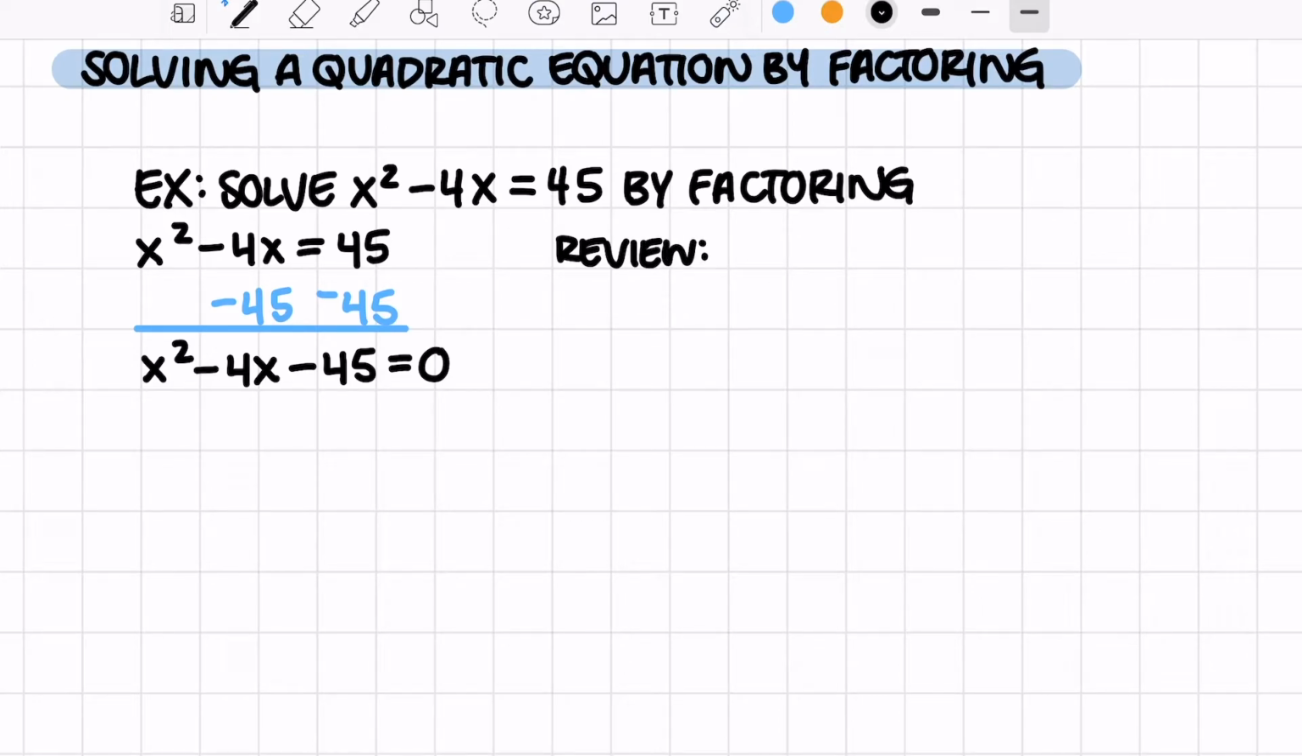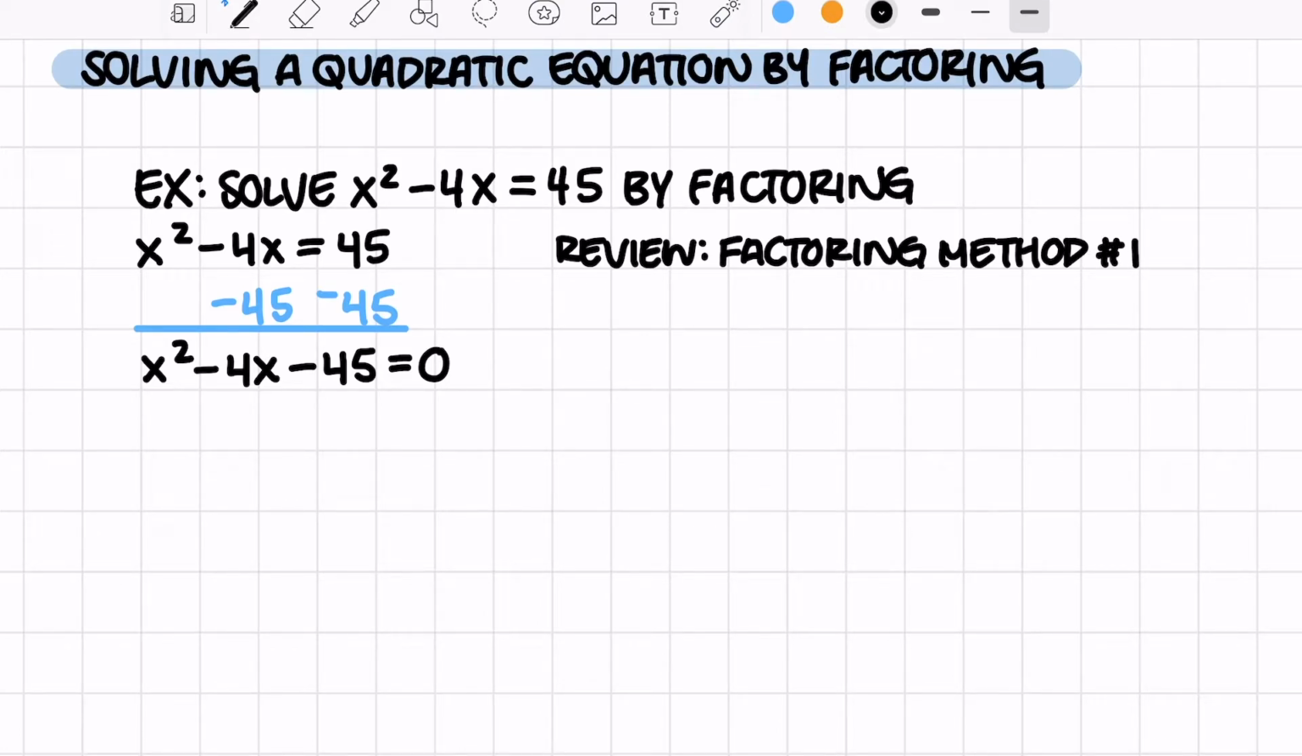I'll go over one method of factoring, and then in tomorrow's lesson, I will go over the second method of factoring. It doesn't matter which one you choose to use, you just have to use either one. So this will be method number 1.